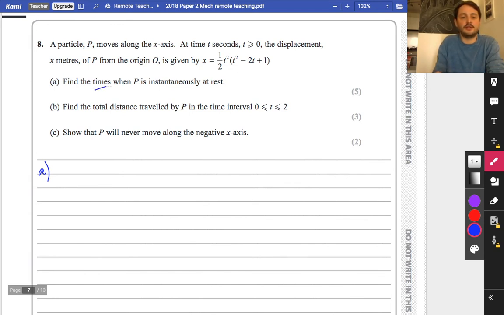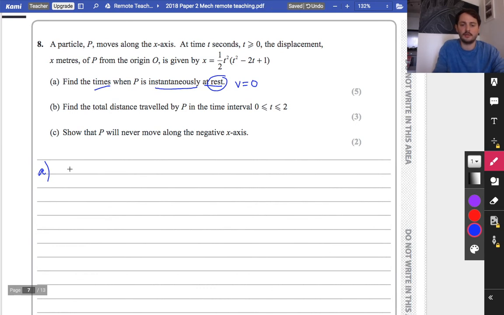It wants us to find the times when P is instantaneously at rest. It doesn't mean it's going to be at rest and it's stopped. It just means very briefly it's at rest. A bit like when you throw something in the air and at the peak of that journey, it is instantly at rest just for a very brief second. Now, if something is at rest, that doesn't mean that the distance is going to be equal to 0. If something is at rest, we know that v is equal to 0.